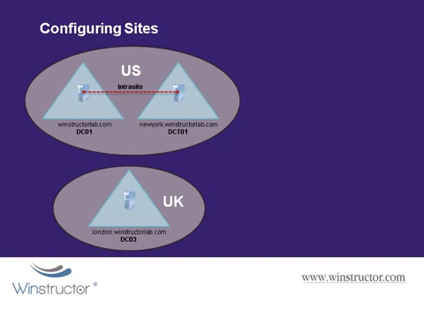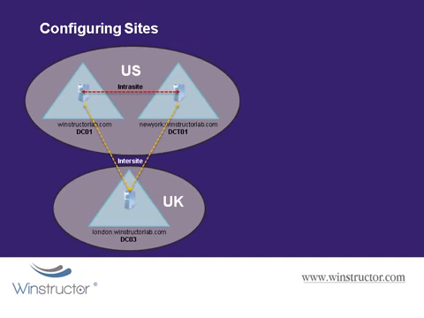So when DC01 and DCT01 replicate with each other, since they're in the same site, regardless of the fact that we have two domains here, like I said, domains are irrelevant, we'll be performing intrasite replication, as these two will be replicating with each other within the same site boundary.